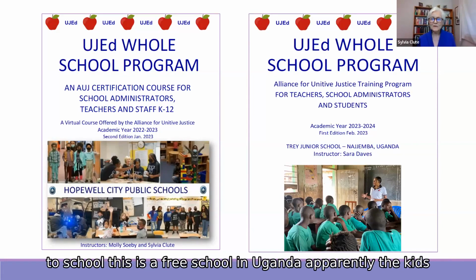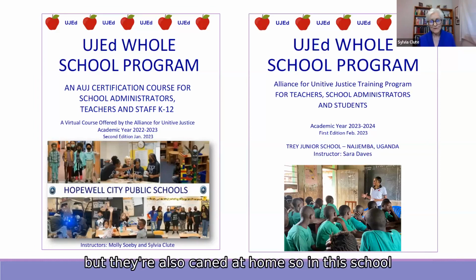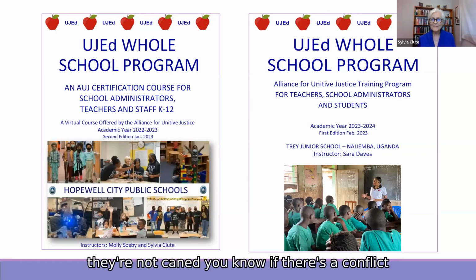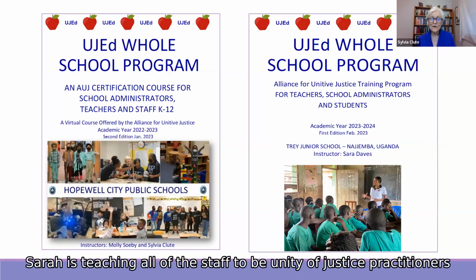In Uganda, apparently the kids are caned often, and many kids drop out of school because of the canings, but they're also caned at home. So in this school, they're not caned. If there's a conflict, they circle up. The kids are learning this, and Sarah is teaching all of the staff to be unitive justice practitioners.